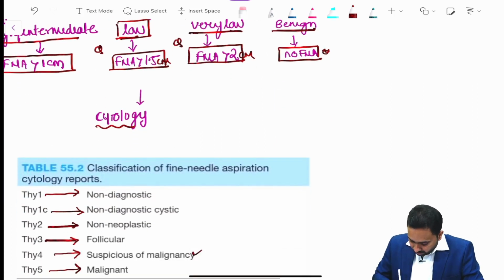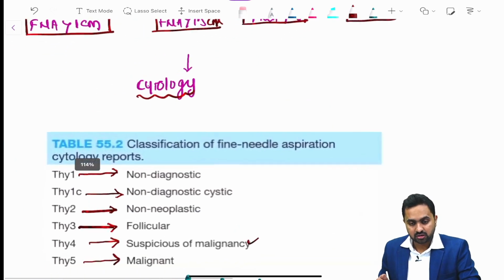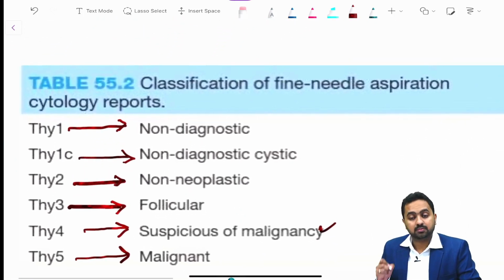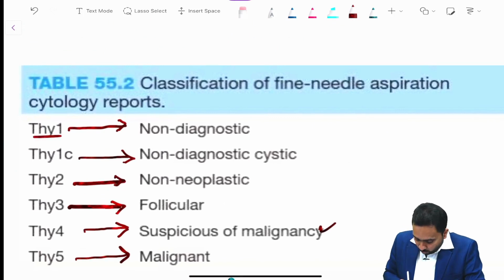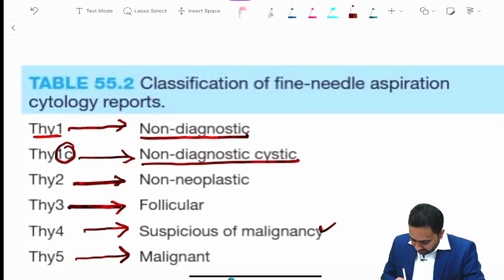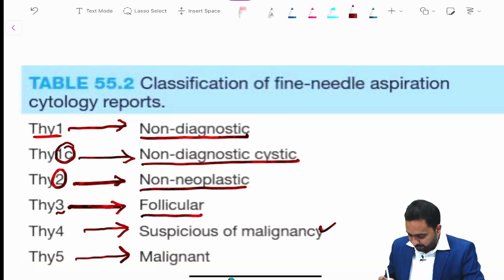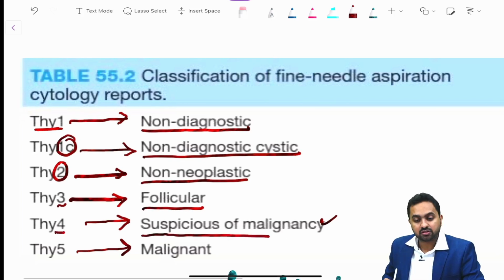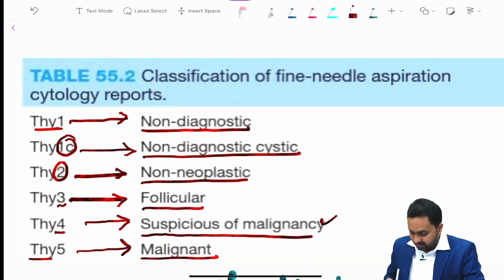Now, for this cytology we have this Thy classification which is given in your standard textbook of Bailey and Love. So, Thy 1 is your non-diagnostic, Thy 1c is non-diagnostic cystic, Thy 2 is your non-neoplastic, Thy 3 is follicular, Thy 4 is suspicious of malignancy and Thy 5 is malignant.